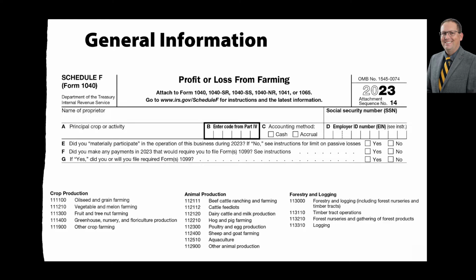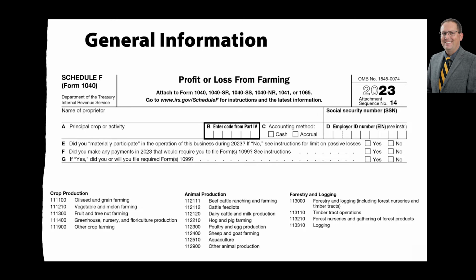Maybe that's really easy to figure out, but for others that may be very diversified, what we encourage is trying to figure out the biggest thing from a sales standpoint, what's bringing in the bulk of your income, to help you identify your principal crop and activity. On the bottom side of the slide, you can see the different codes for crop production, animal production, and also forestry and logging. That helps you identify the code you put in box B on your income tax form. So it's just some very general things in there.